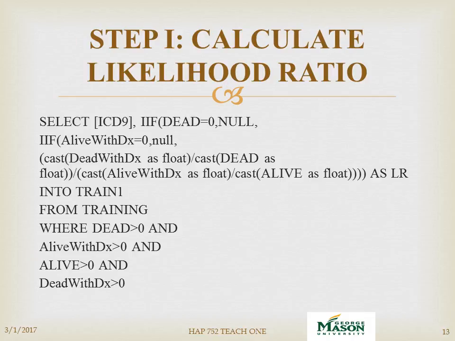Once you have your data set that you picked out for the training, you can go ahead and calculate the likelihood ratio. And this is the code for it. What I want to point out is that we're using the statement cast as float. The reason we do that is to prevent any errors when you try to divide by 0. And you're going to put that into another table called train 1.